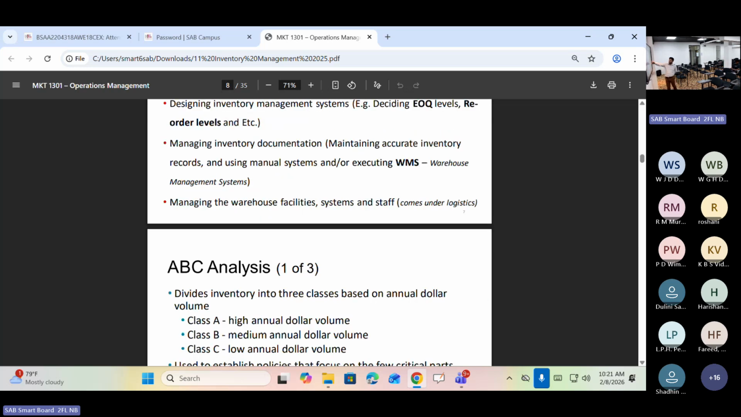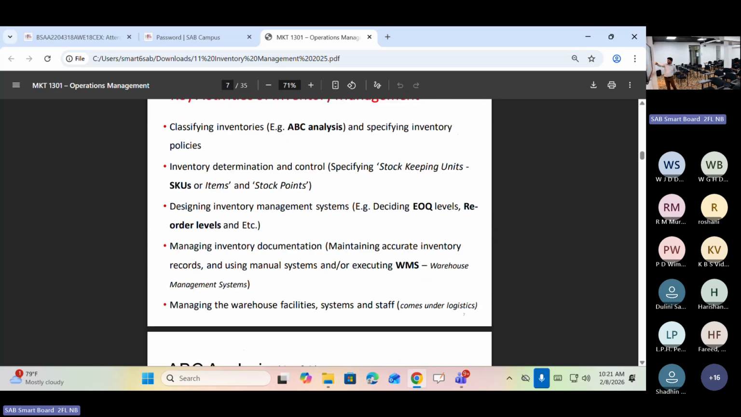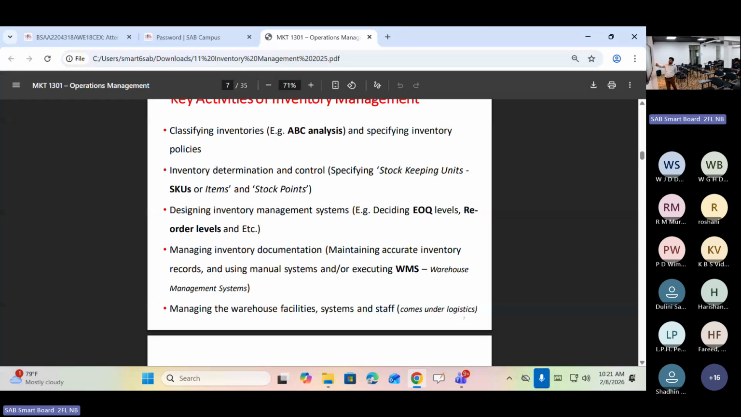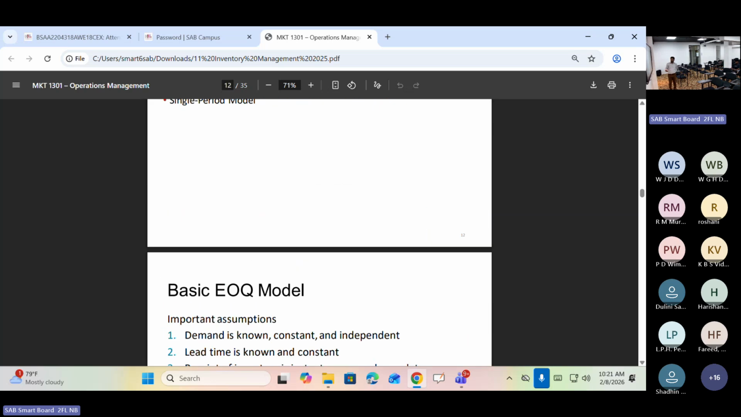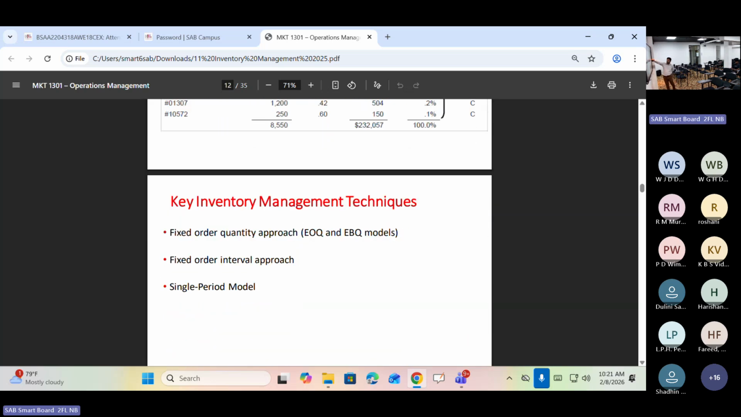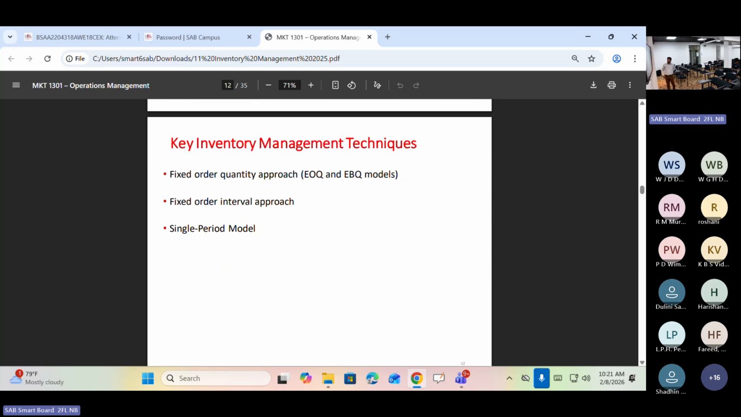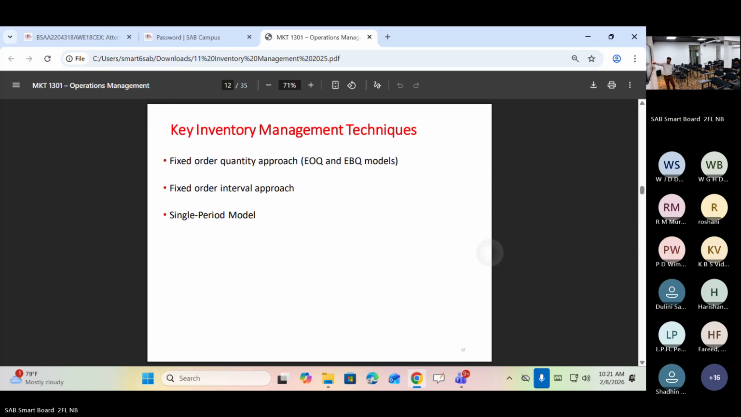With that, let's move to one more area. This could be the last area that we are going to discuss. That is inventory management systems. There are different types of inventory management systems. I will quickly take you through a few, or at least one, inventory management system. So there are different inventory management systems or techniques. The most basic or commonly used technique is known as the fixed order quantity approach, where we talk about EOQ, basic EOQ models, and EBQ models.